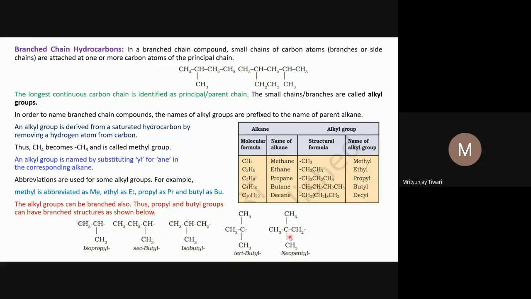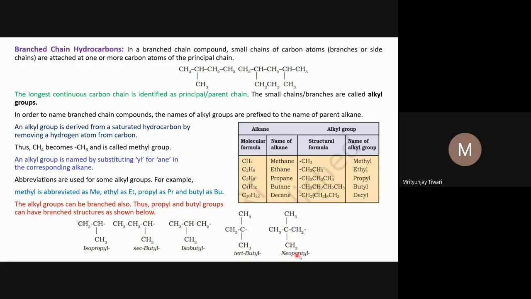Now in this example, this carbon atom is linked to four different carbon atoms. So this carbon atom is called a quaternary carbon atom. But please remember, this carbon atom is not linked to the main chain, the parent chain, the principal chain or the primary chain.